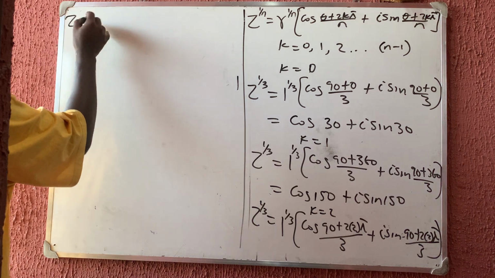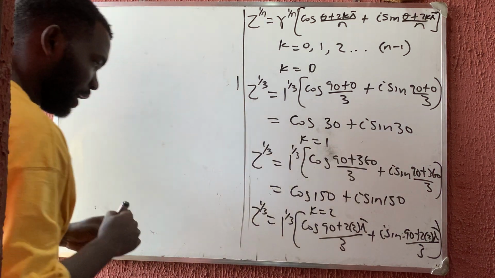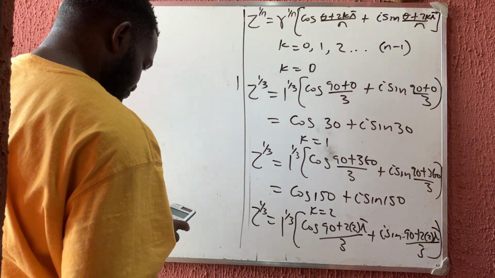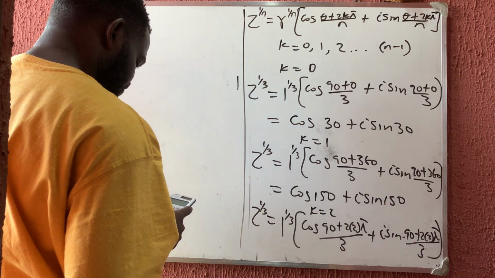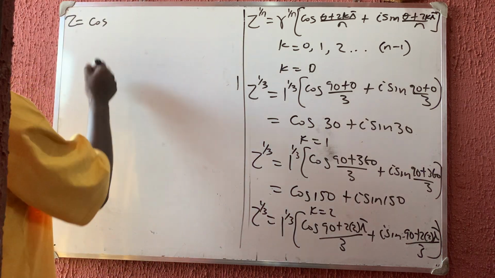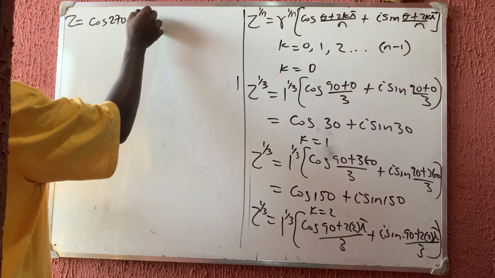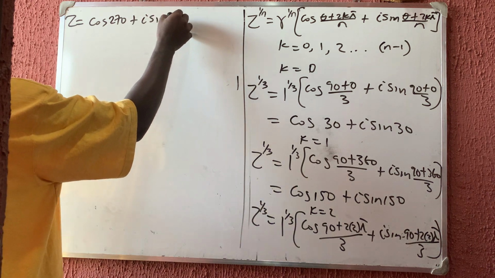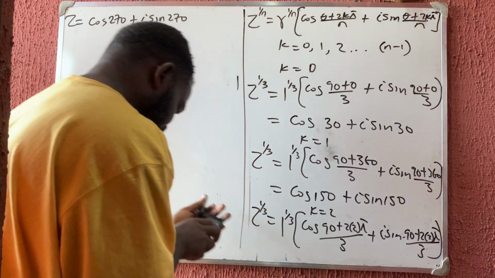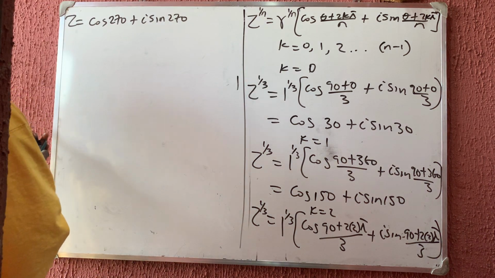So finally, z is equal to cos of 2 times 2 times 180 plus 90 divided by 3. I have 270. So cos 270 plus I sine 270. So these are the polar form of that complex number. So we move to the next one.